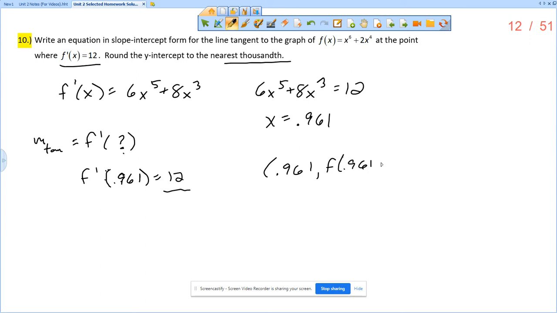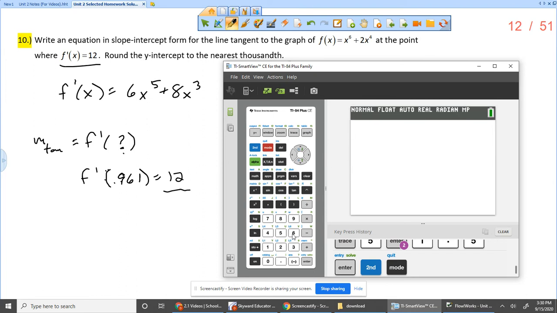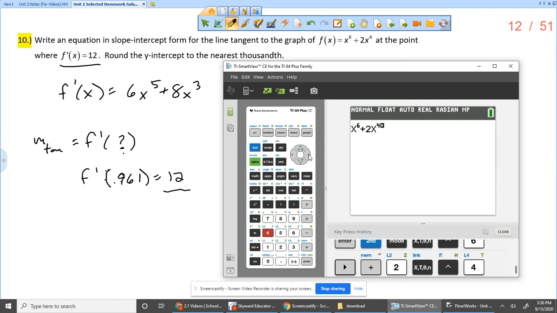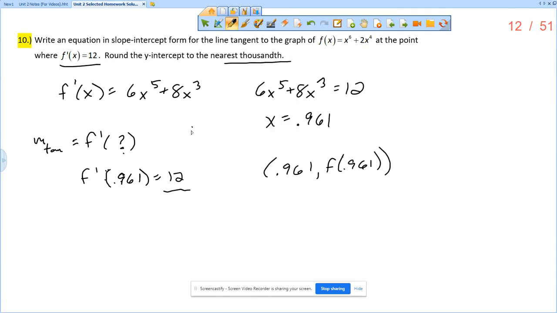What does that mean? That means I need to plug 0.961 into the original equation. I'm going to go back to my calculator, and this x value is stored. So if I go to my regular calculate screen and just type in x to the sixth plus 2x to the fourth, using the stored x value from my calculator, I get that the y value is 2.489. We will round.